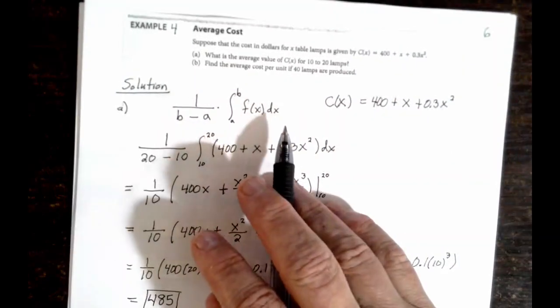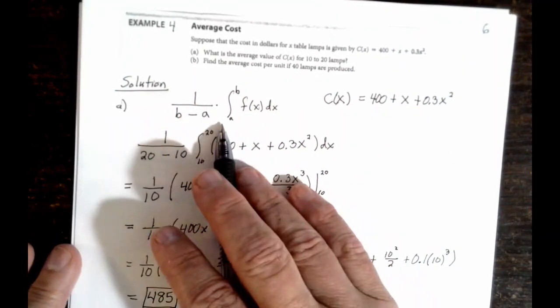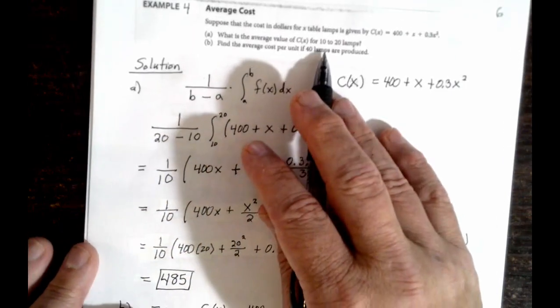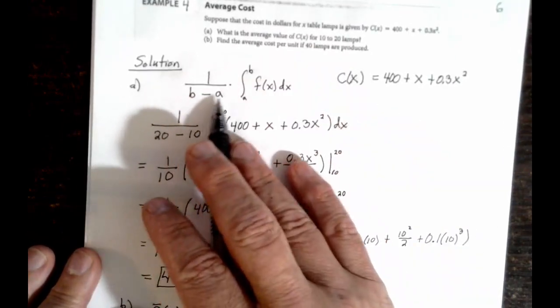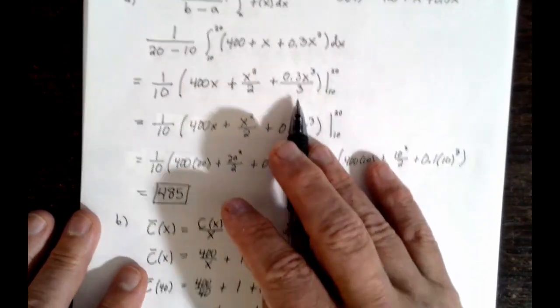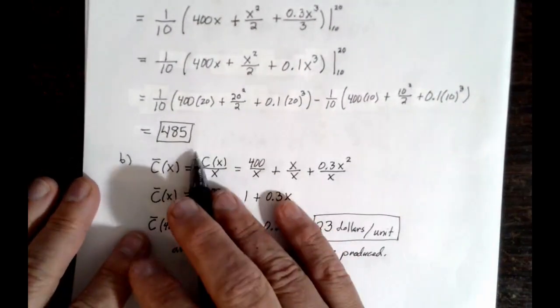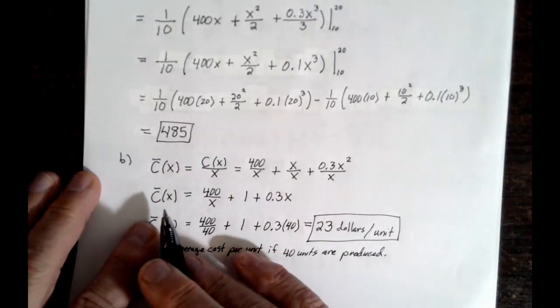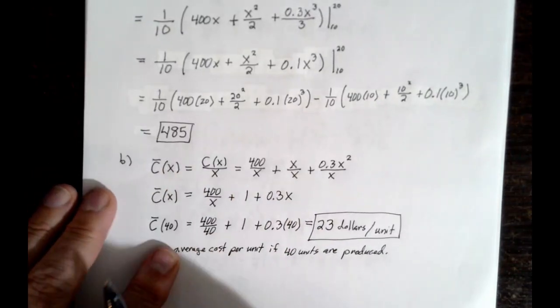So that's exactly what they ask us to do here. So you use this formula, and we've got from 10 to 20, so your b is 20, your a is 10. Plug in all the values and integrate like you should, and you get this number here. And now part B says, what's the average cost per unit if 40 lamps are produced?